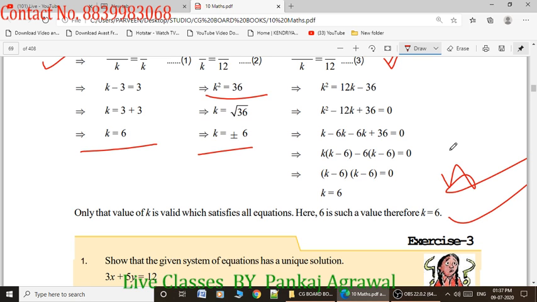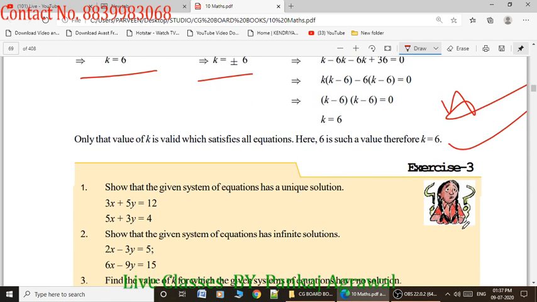I think everyone understood. Now you have to solve the exercise 3 in your notebook.